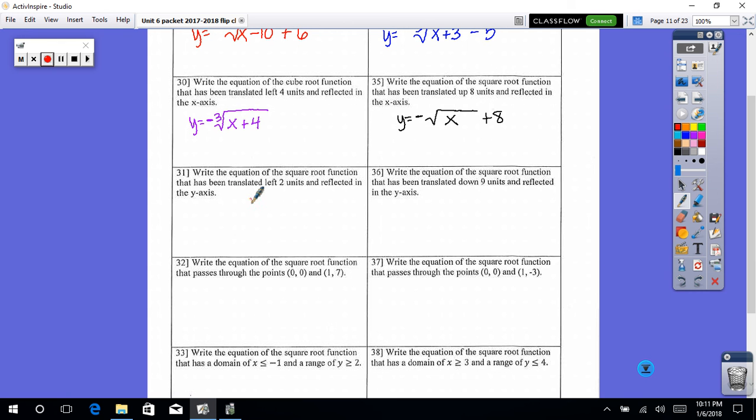31. Square root function. Left 2 units. All that's happening under the radical and reflected in the y-axis, so the negative goes with the x on that one, not the whole function, just on the x.